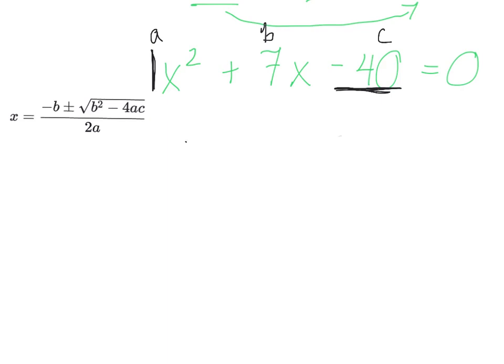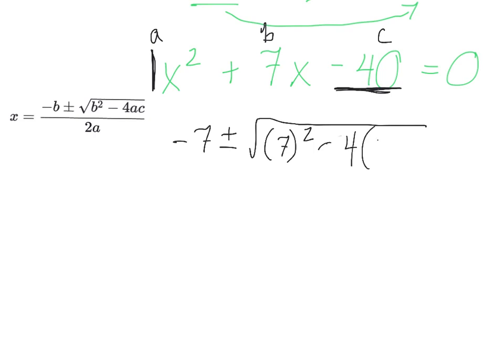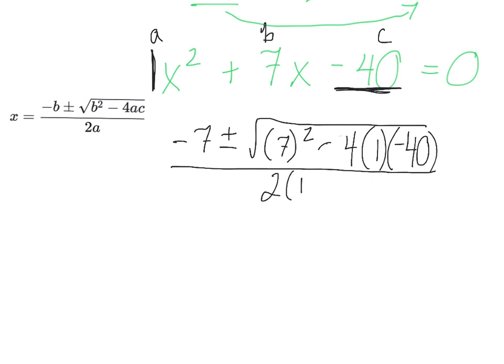So first we have the opposite of b, which is going to be negative 7. Plus or minus, got this big square root. I'm going to have b squared. Well, that's just 7 squared. What do we have? Minus 4ac. A is 1, and c is negative 40. And this is all over 2a, and a is 1.